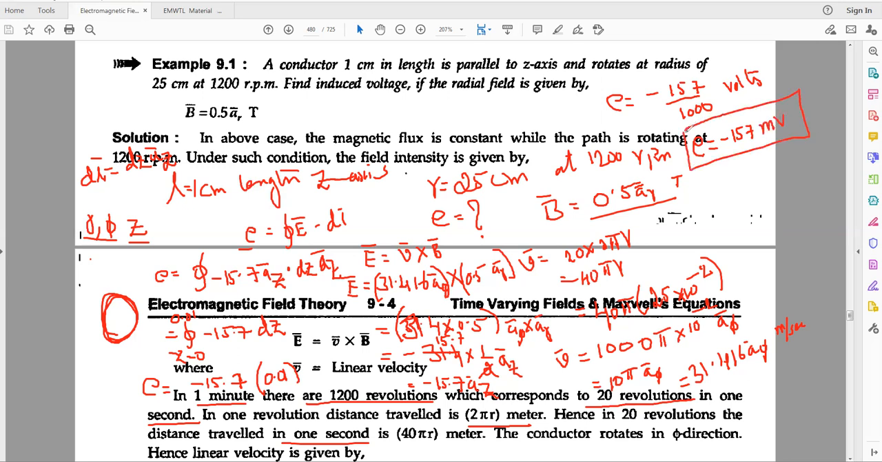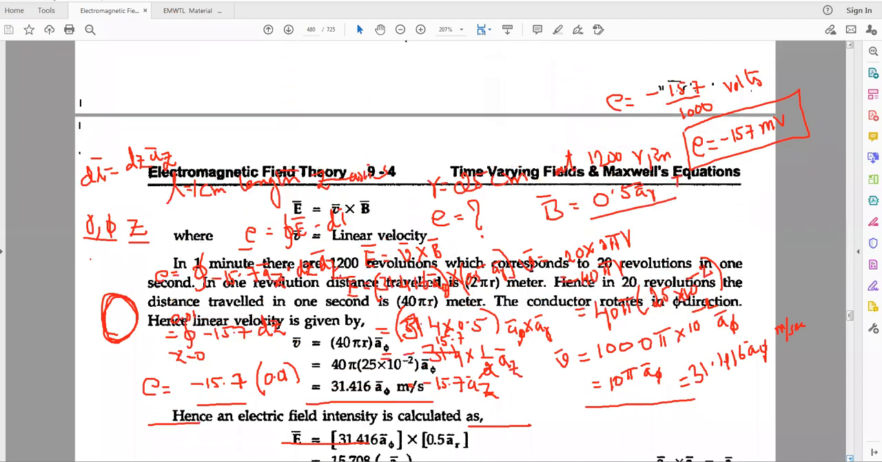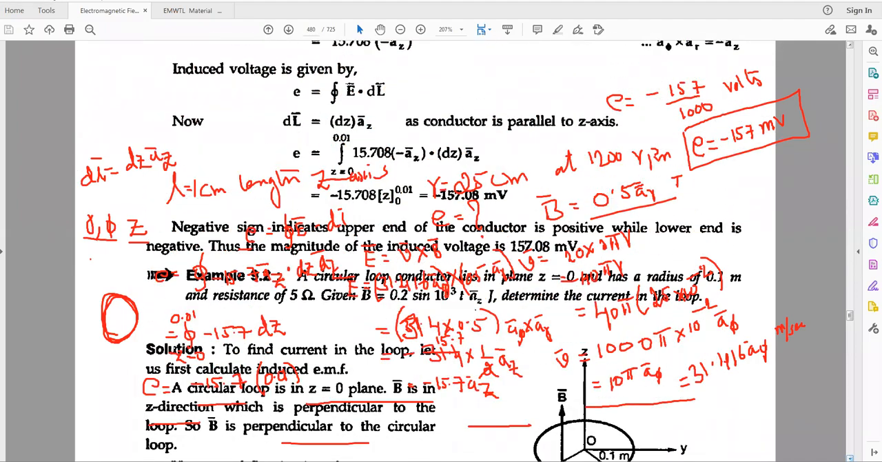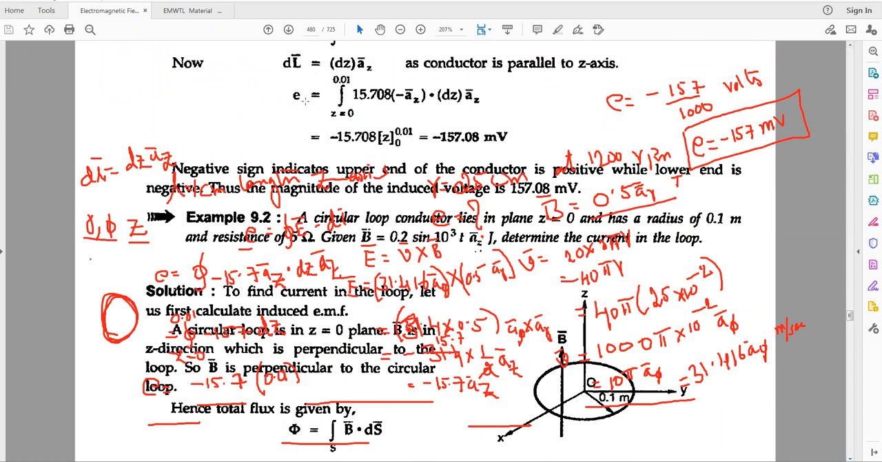So the induced EMF, or the induced voltage, if the radial field is given by B bar equal to 0.5 R bar Tesla, is E equal to minus 157 millivolts we got. Okay, my dear students. Same thing, the induced EMF E is equal to minus 157.08 millivolts. Okay, my dear students.